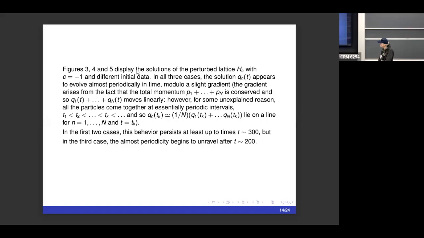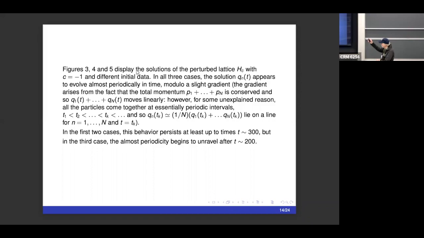However, for some unexplained reason, all the particles come together at some periodic times. At these times, t1, t2 up to tk, Q1 of tk, Q2 of tk, and so on all become equal. In other words, each particle is just behaving like 1 over n times the center of mass, so it's moving down at these interval times, as you'll see. In the first two cases, this behavior persists at least up to times t equals 300. But in the third case, the almost periodicity begins to unravel after about t equals 200.